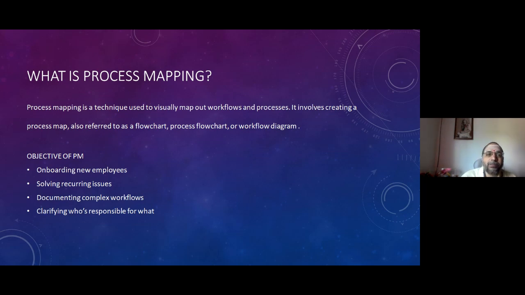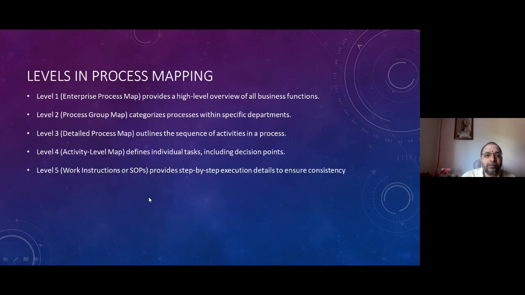So this is basically process mapping, and what are the levels? As I told, you can prepare a map at the enterprise level covering all the functions. You can prepare it with respect to specific departments and then activities within that department or within the process in a particular department. Then you can also within those maps define individual tasks, like in a department for a process involving multiple activities, who is responsible for what, what is his role, specific task, and what is the decision point involved there, what are the key decision points in that process, and finally how to execute the process with a high level of consistency. So as you can see from this, there are multiple levels in which process mapping can be done.